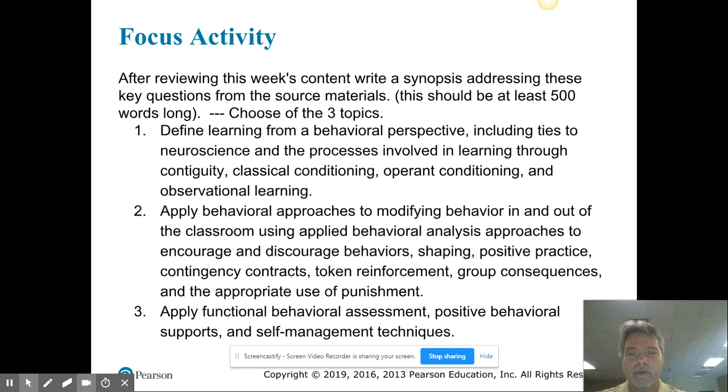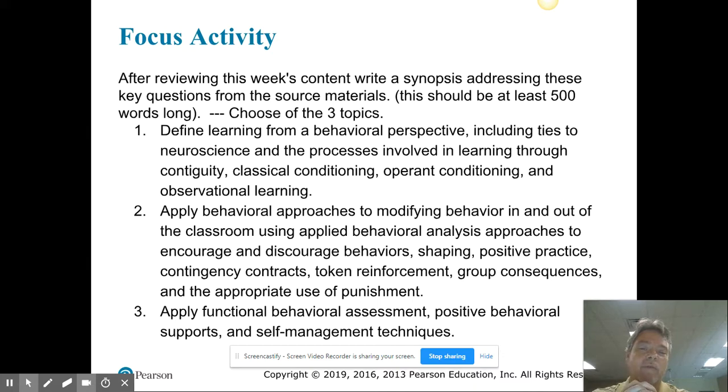And the second one is we're going to apply behavior approaches to modify behavior in and out of the classroom. And you're going to use the applied behavior analysis approach to encourage and discourage behaviors, shaping positive practice, token reinforcement activities. But you're going to come up with a plan for that if you see a scenario from your observations that you've had. Third, you're going to apply functional behavior assessment. That's the positive behavior support and the self-management techniques. So you can do those.